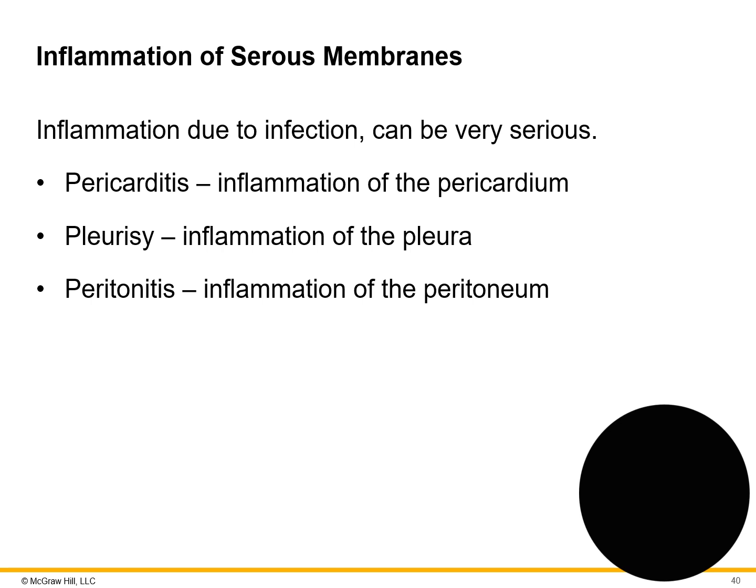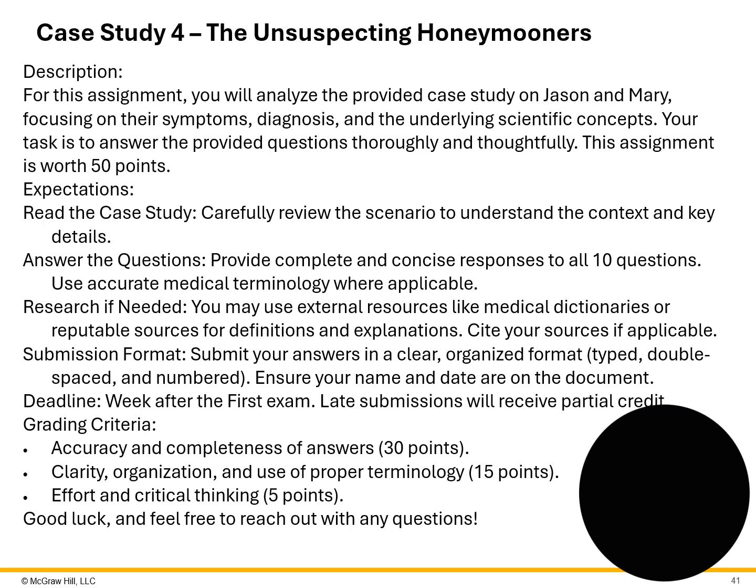So inflammation of serous membrane, pericarditis. Anytime you see itis, that means inflammation. So these are all the different inflammations you can see in the different serous membranes. This one, I would like you to look at on your own, as there is no case study for this class actually.